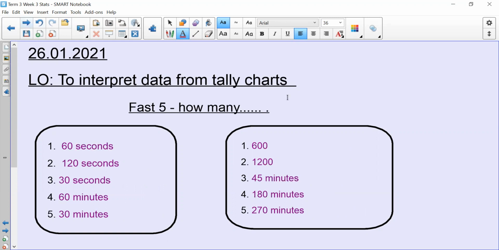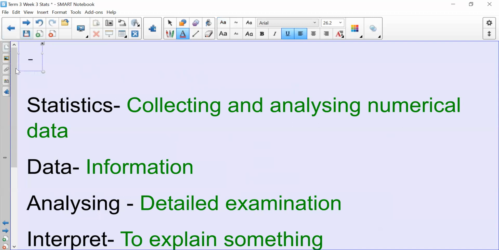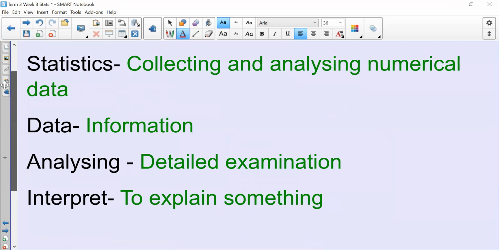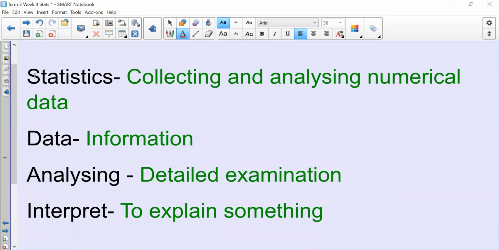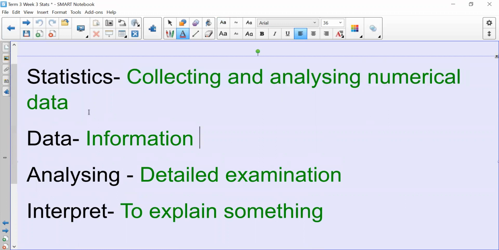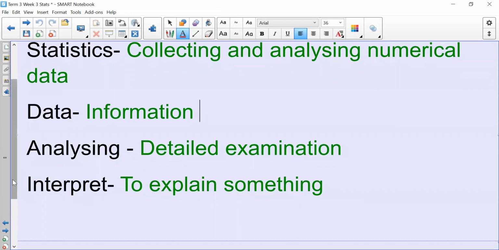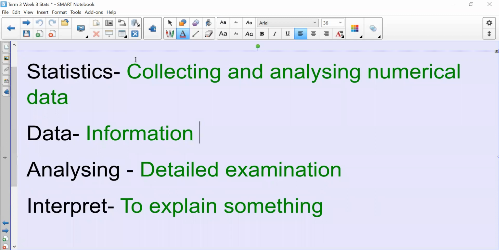So into today's learning, let's just recap the vocabulary that we explored yesterday. Statistics: collecting and analysing numerical data, so gathering and examining number data. Data is information. Analysing means detailed examination, so you're really looking at it and its meaning. And interpret is to explain something. I was really impressed with those of you who used Teams yesterday and were able to recall the definitions of these words, so a big well done to you.